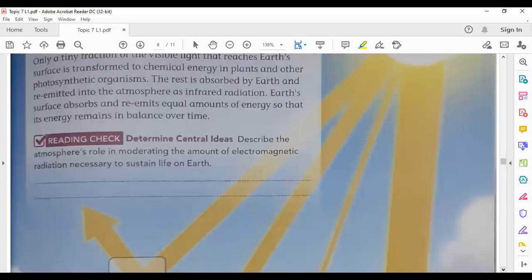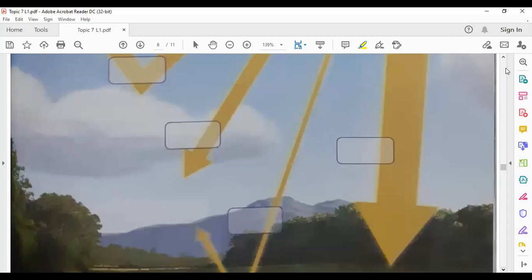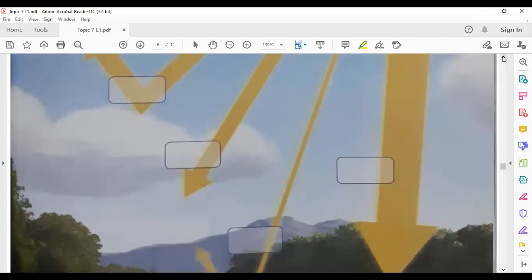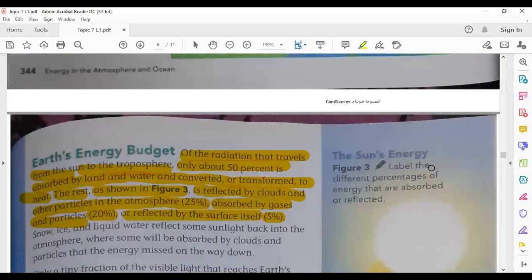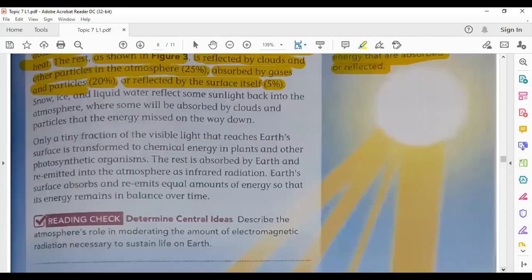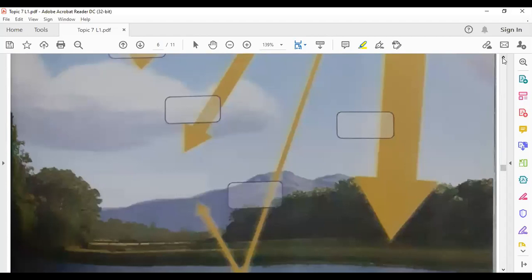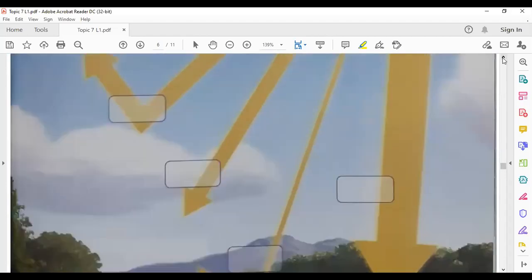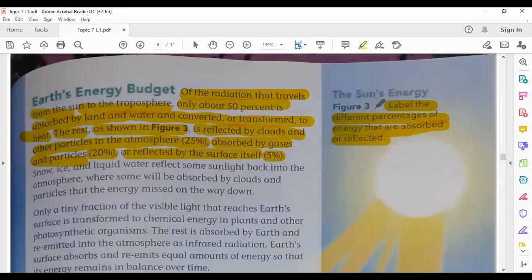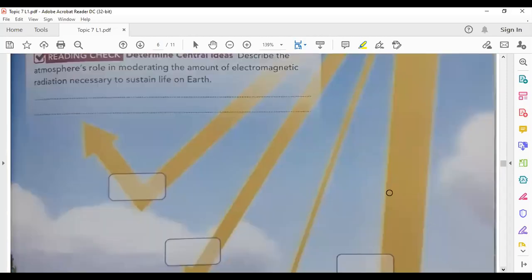Let's solve these boxes. Let's read the question first. Label. This is the sun's energy budget. Label the different percentages of energy that are absorbed or reflected. We can complete these boxes by using this paragraph. Look here. What should we write?